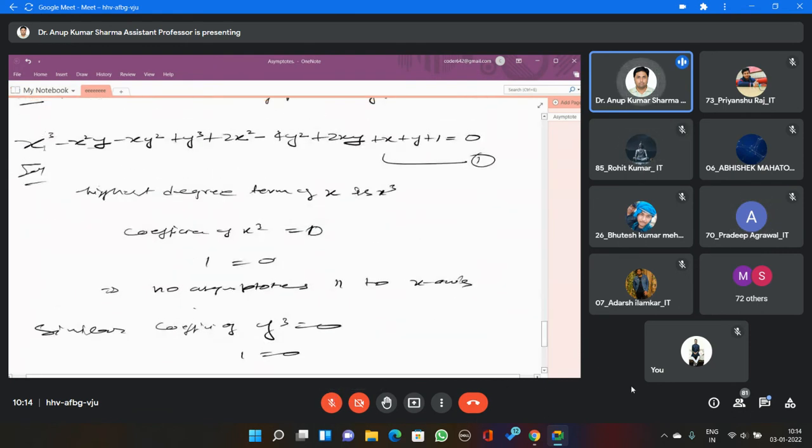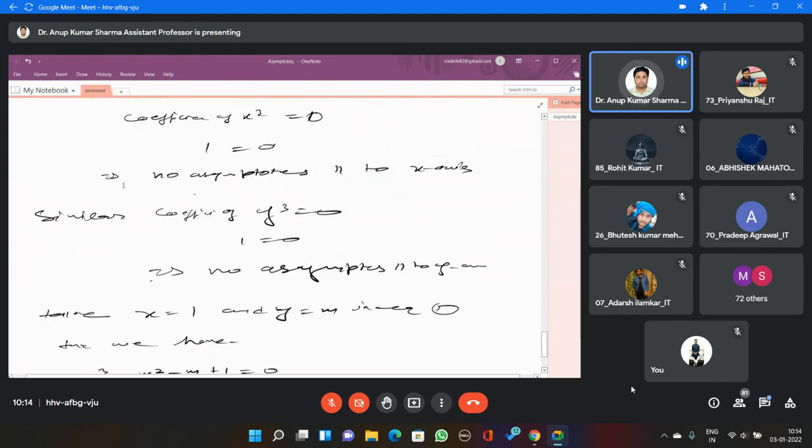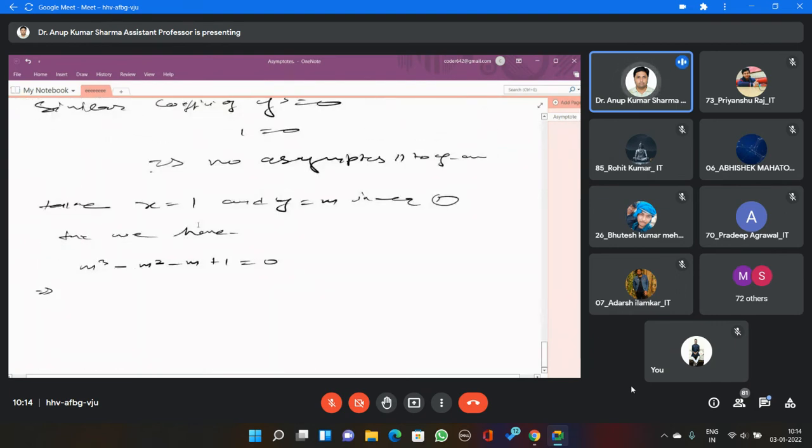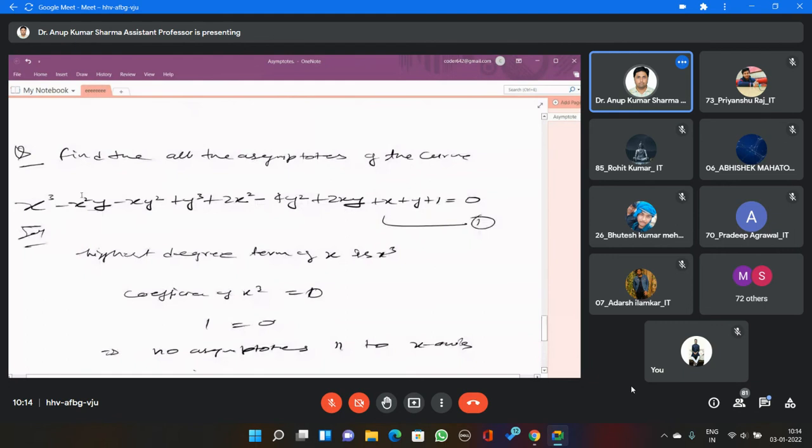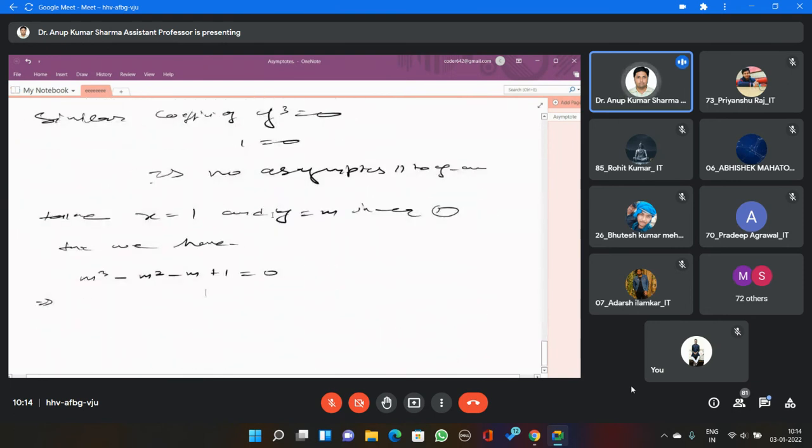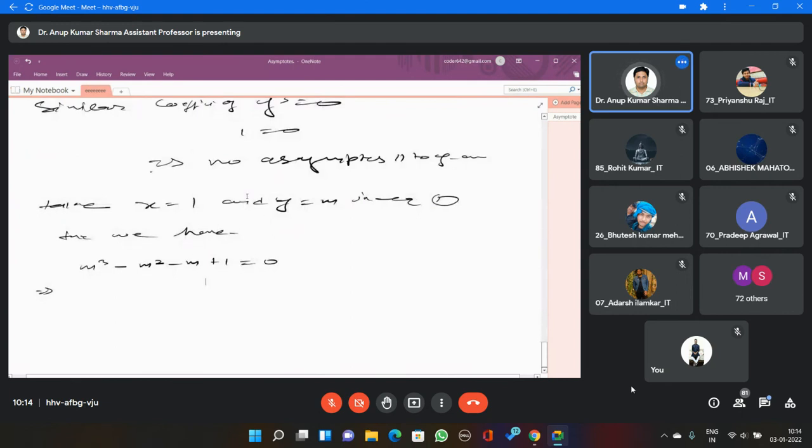So x is equal to what? Means x is equal to 1. So this is 1. Okay, minus x square y means m, minus 1 into m square, m cube. Okay, and similarly this becomes 1 and after that the simplification. Okay, so we will arrive at m cube minus m square minus m plus 1 is equal to 0.